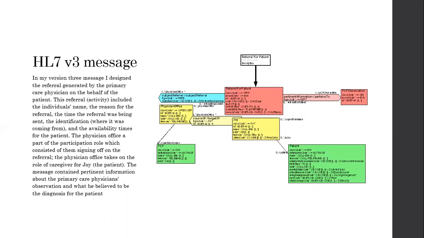Down here under the patient in the green block, we have her name, how to contact her, her gender, her birth date, her address, marital status, education level, her race, and her ethnicity. Then to the left we also have the primary care physician's name, address, and email address, and the primary care position at that organization, at that office.